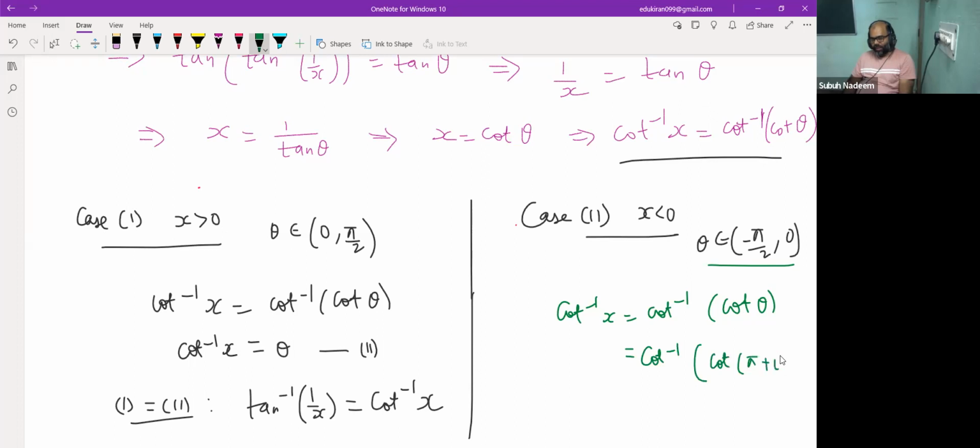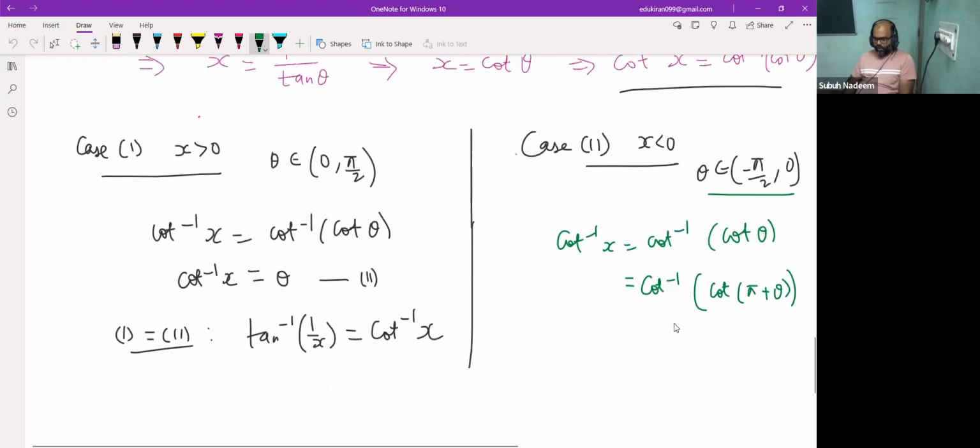So we will write it as cot of pi plus theta. Because cot of pi plus theta is the same as cot theta by the trigonometry of class 11th, which we have studied earlier, the allied angle rule. Cos 180 degree plus theta is cos theta. And when theta belongs to minus pi by 2 to 0, then pi plus theta will belong to pi by 2 to pi. You will add pi to both. So pi minus pi by 2 is pi by 2 and pi plus 0 is pi.